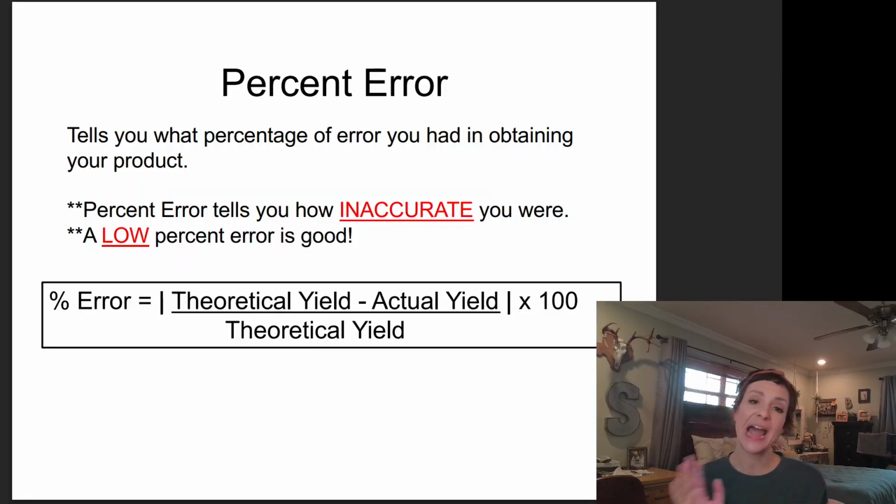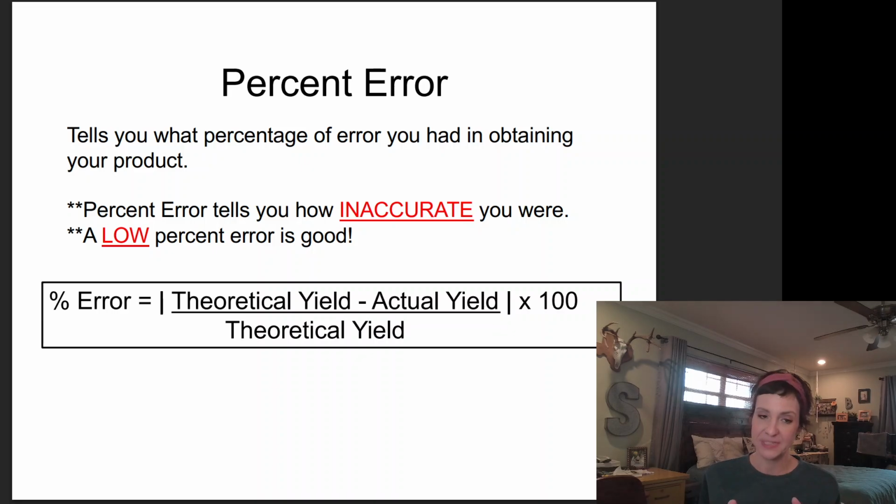Another way I can measure how efficient I was in the lab besides percent yield is by calculating something known as percent error. They're the opposites of each other. A percent error tells you what percentage of error you had in obtaining your product. It tells you how inaccurate you were. I don't want to be very inaccurate, so I would want a low percent error.